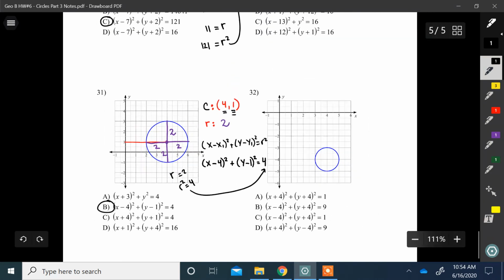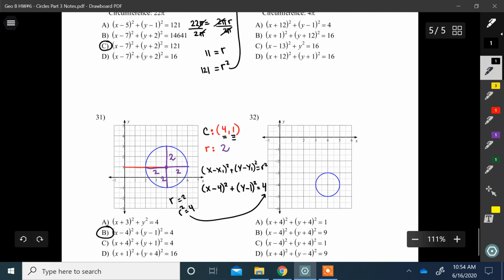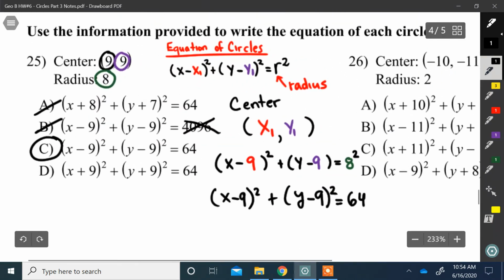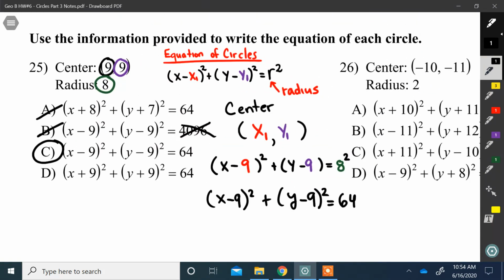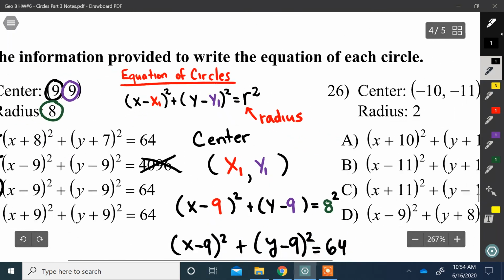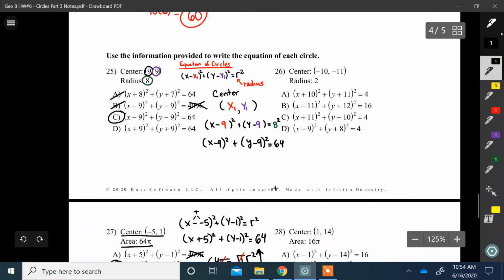Okay? So that's all for today. You're gonna do the rest of the problems there. Hopefully that makes a little bit of sense. Make sure that you write this formula down. If you haven't, pause the video and write it down in your notes, because you do need that to complete the rest of the problems.